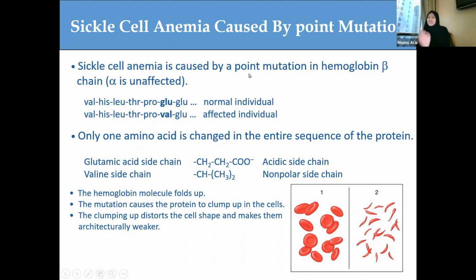Now again, make sure you guys know it's a point mutation in the beta hemoglobin chain only, not alpha. And the beta chains are the ones that fold inside on itself. And yeah, if you want to know the position, it's position number 6, just in case. Again, this is what causes it to clump up in all the cells. Is that clear for everyone?